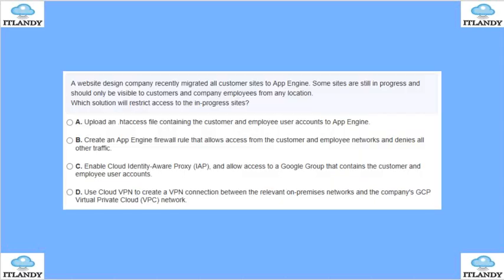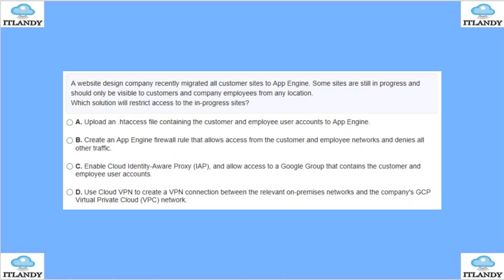Next, a website design company recently migrated all the customer sites to App Engine. Some sites are still in progress and should only be visible to customers and company employees from any location. Which solution will restrict access to in-progress sites? Basically, uploading an htaccess file containing the customer's employee accounts to App Engine. Doesn't sound right. Create an App Engine firewall rule that allows access from the customer and employee network and denies all other traffic. This one sounds interesting.